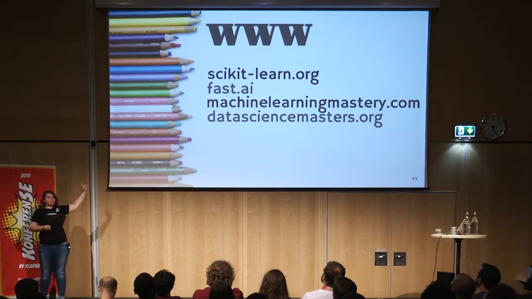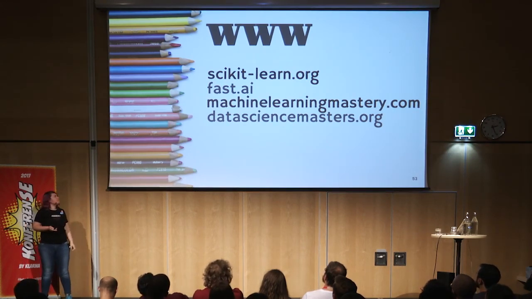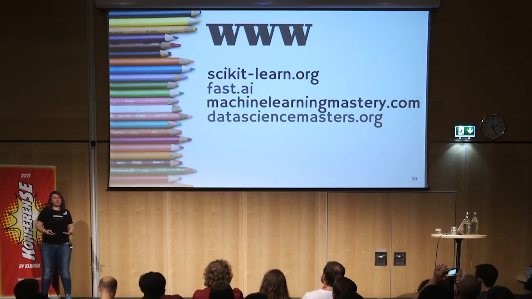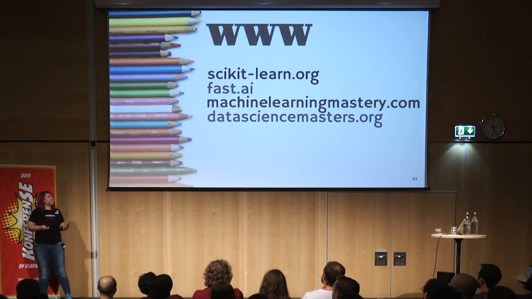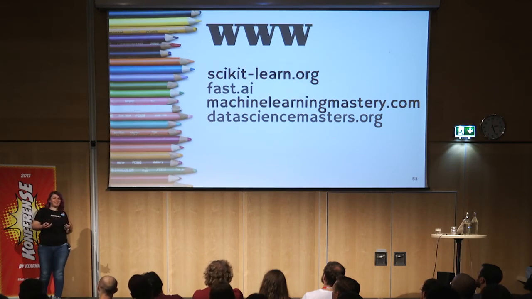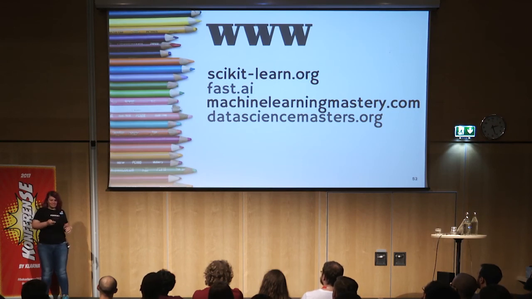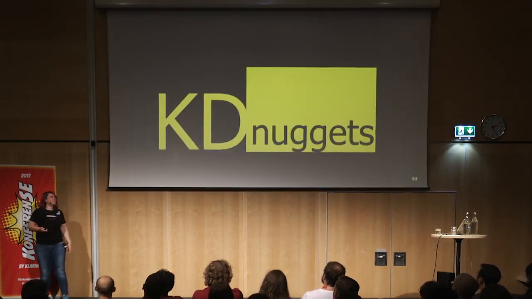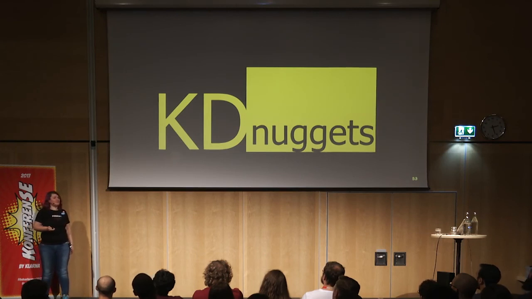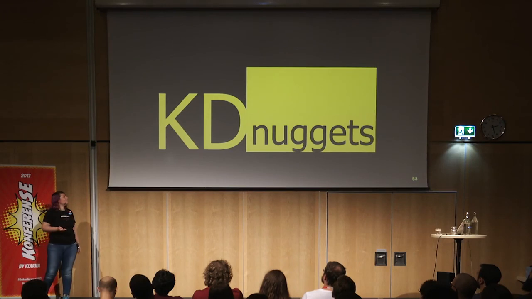Then there's these four websites. Scikit-learn is for Python, and for Scikit in particular. Fast.ai is for deep learning. It has a practical course on deep learning. Machine Learning Mastery is a blog with a lot of very useful articles. And Data Science Masters is a good website, which has a lot of resources. Unfortunately, when you're done with the website, you're probably a lot older. And of course, for news, try KDnuggets. It's really good, and I got recommendations for it.